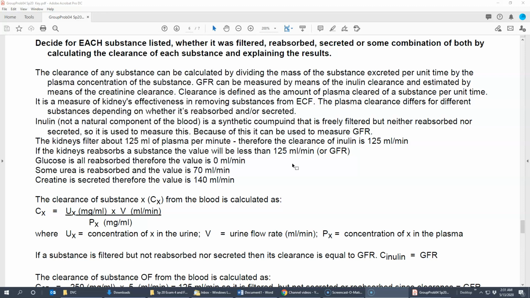Because there's no natural substance that helps us measure GFR, inulin has been created as a synthetic substance, so it's freely filtered, not secreted, not reabsorbed, so that we can use it to measure GFR in a clinical situation. It would have to be infused into someone though, and you'd have to be able to measure the facets of the clearance equation in order to calculate that.